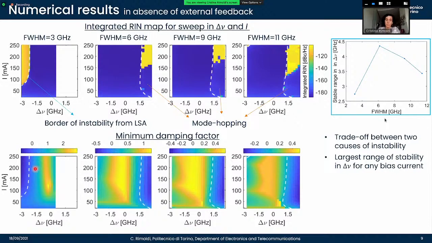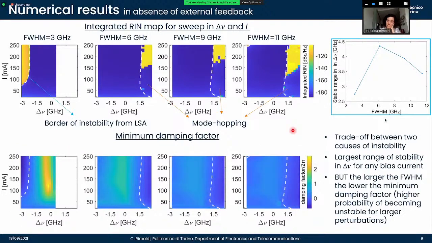Now, these poles, also in the stable region, are the ones that are more likely to lead to instability when we introduce optical feedback. And if we look at the behavior of the damping factor in scale now, we observe that the larger the FWHM, the lower the minimum damping factor, which implies a higher probability for the system to become unstable for larger perturbations.